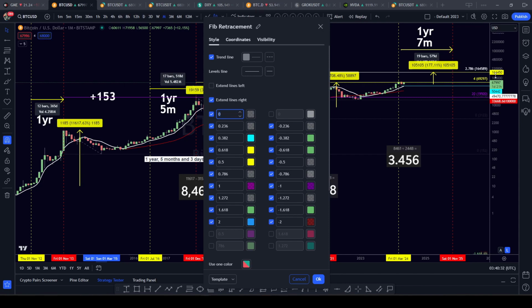Let me know in the comments what price you think Bitcoin will have this bull run for its all-time high. I would also love to know, have you ever used the logarithmic charts? And I'm pretty sure I'm going to get this asked in the questions.